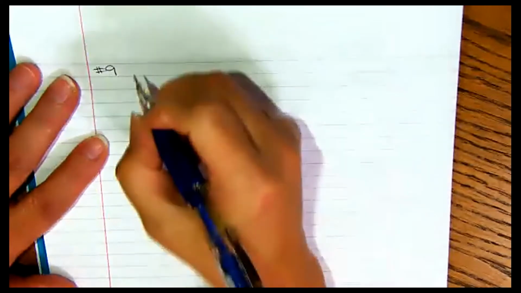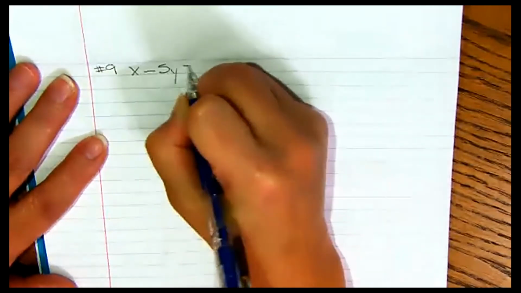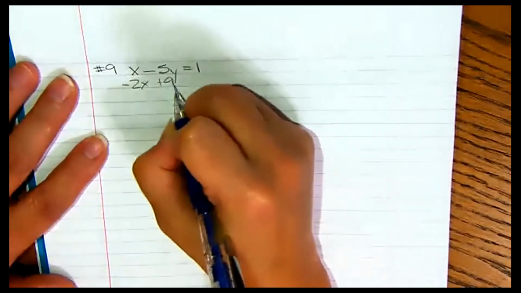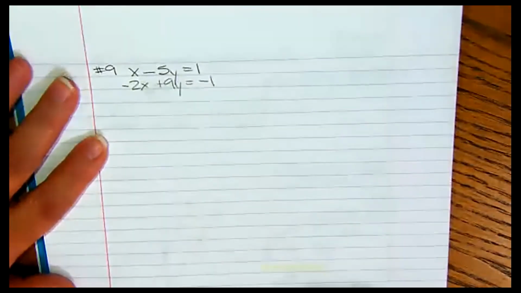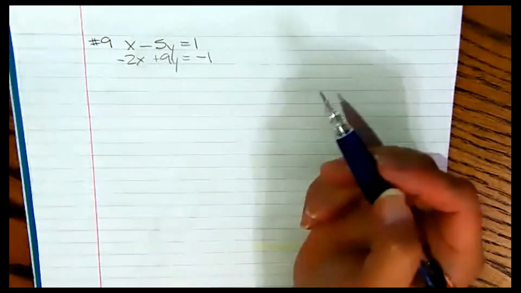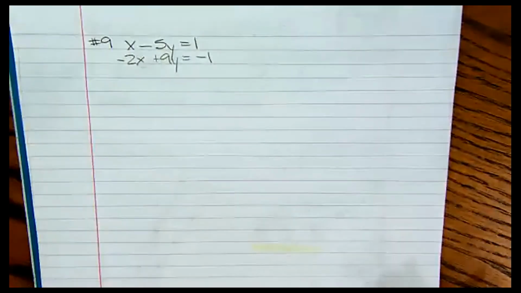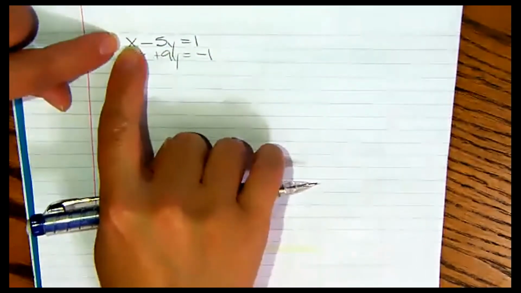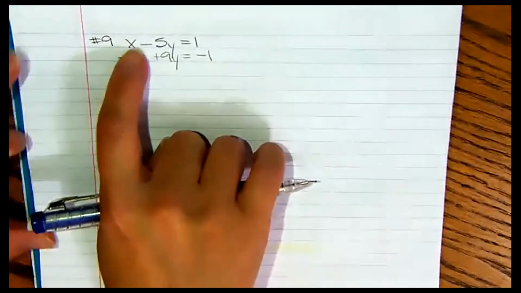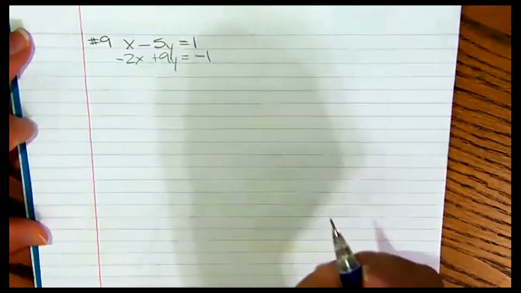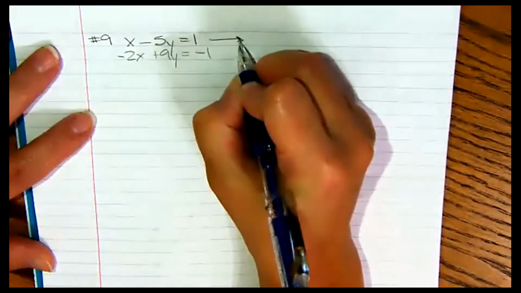Okay, number 9. X minus 5y equals 1, and negative 2x plus 9y equals negative 1. So what we need to do for one of these is isolate a variable. And in my opinion, I think this equation right here is going to be the easiest to isolate because there's no coefficient on x. So let's pick this equation.